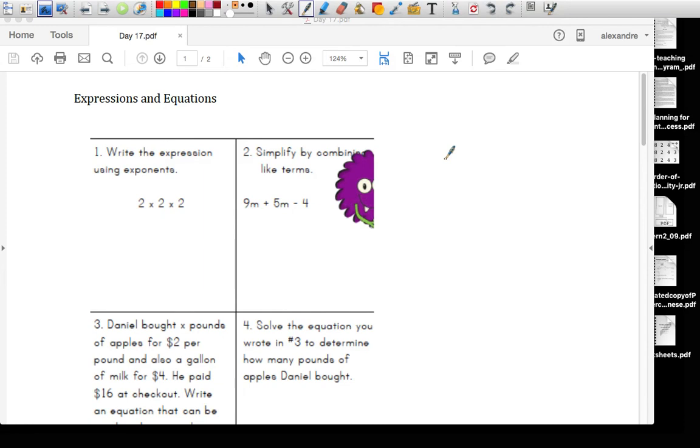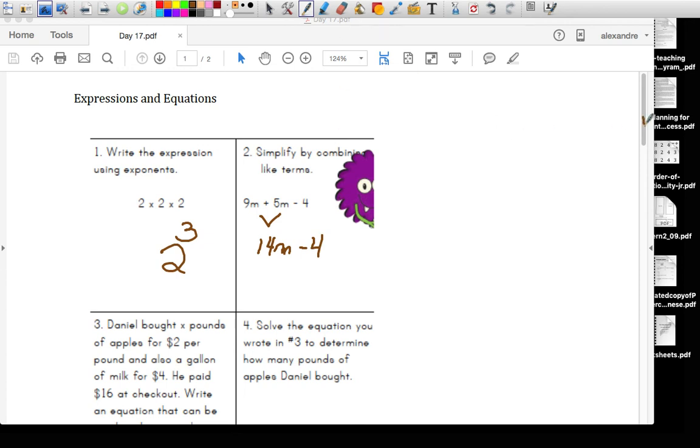Write the expression using exponents. That's simple enough. That is repeated multiplication. And we're using the base, which is 2, and it's being repeated by itself 3 times. Simplify by combining the like terms. The only two like terms in here are these two. I can combine the 9m with 5m, giving me 14m, and leave the 4 alone. Okay.